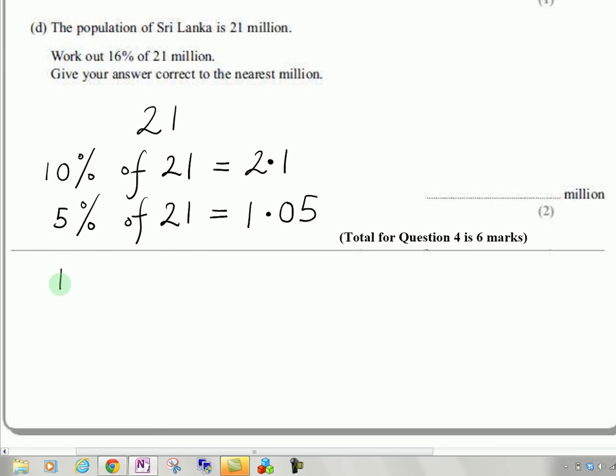Lastly, you can work out 1% of 21, which is 10 times smaller than the 10%. Multiples of 10 always look the same, except the decimal point is moved. So I know it's going to look something like this. Since 10% is 2.1, 10 times smaller than that is 0.21.